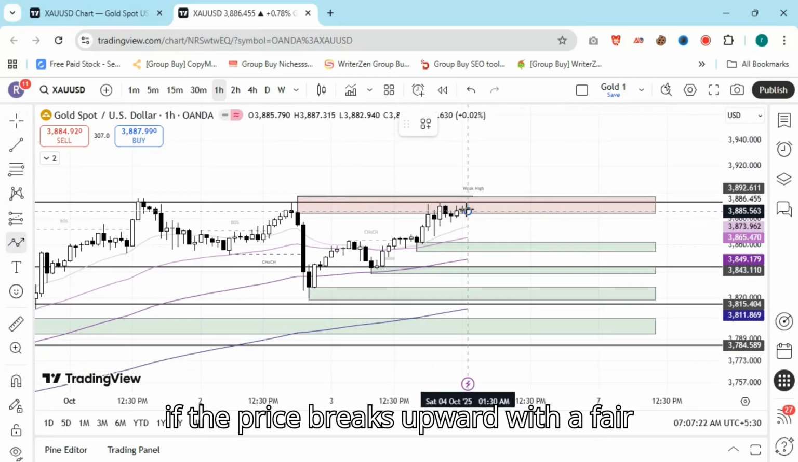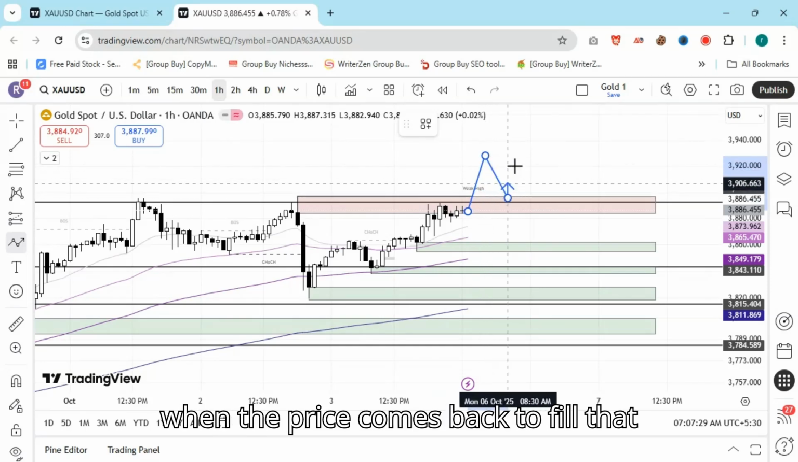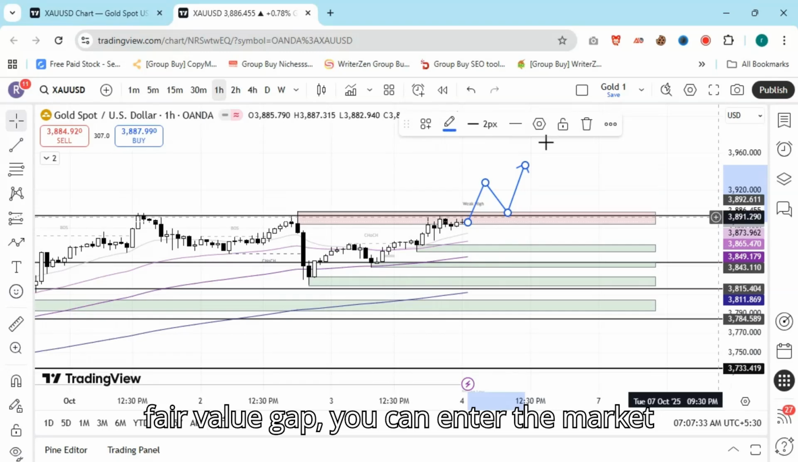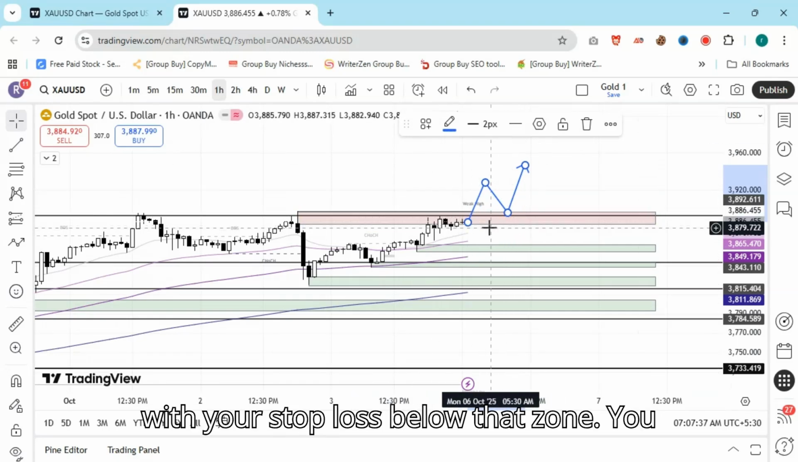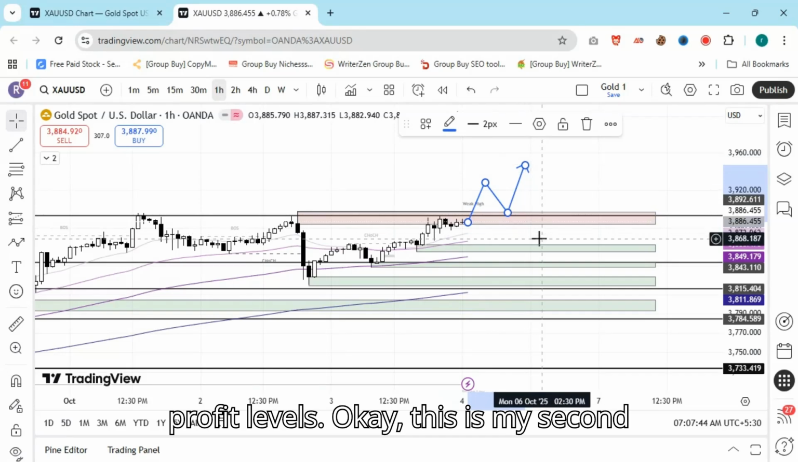Next, if the price breaks upward with a fair value gap on the 15-minute chart, then when the price comes back to fill that fair value gap, you can enter the market with your stop loss below that zone. You can use Fibonacci to identify your take profit levels. Okay, this is my second setup.